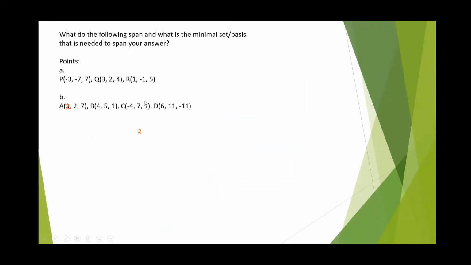Let's go on to example number B. I noticed in my calculations I made a mistake, so I'm going to adjust the question to be 2, 2, 7 for this to work, okay? So we're given points A, B, C, D. How do we know they are points? Because there are no vector symbols. So these are points, and you're actually told in the question these are points.